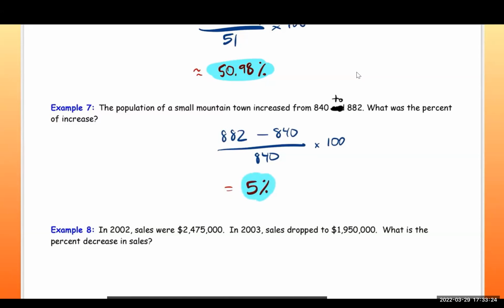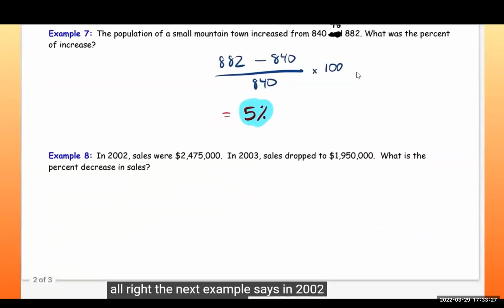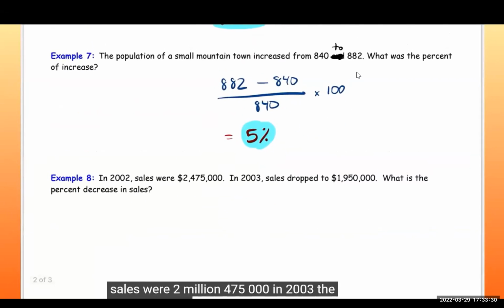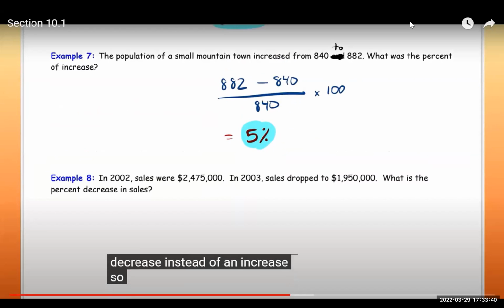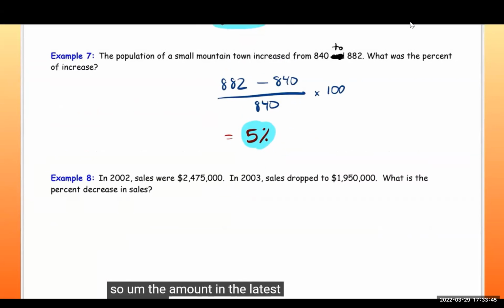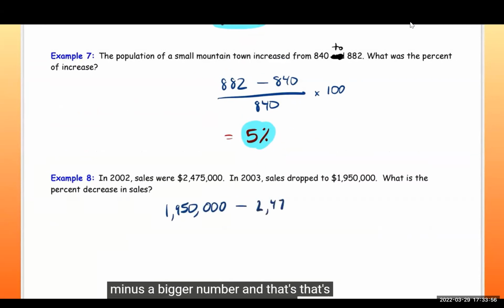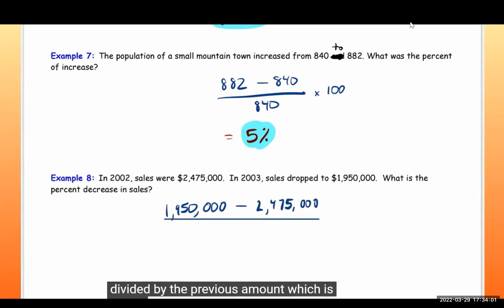All right, the next example says, in 2002, sales were 2,475,000. In 2003, the sales dropped to 1,950,000. What is the percent decrease? So this time our number should be negative because it's a decrease instead of an increase. So the amount in the latest sales was smaller than the amount in the previous sales. So it's going to be a smaller number minus a bigger number, and that's why you get the negative number. Divided by the previous amount, which is 2,475,000.